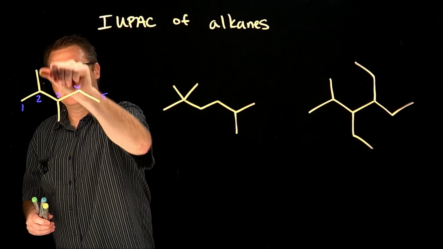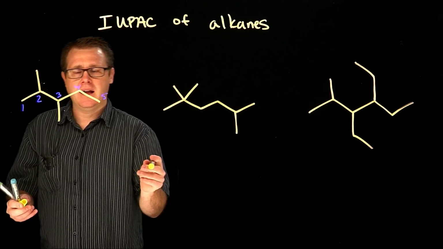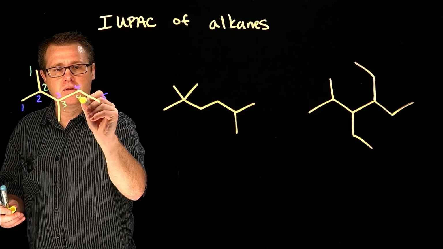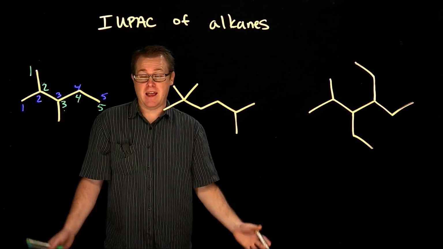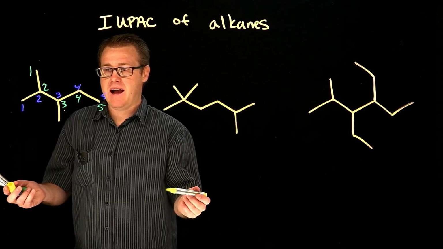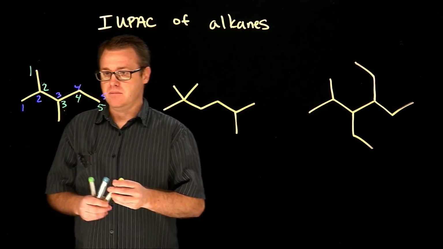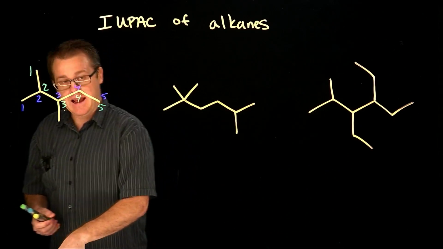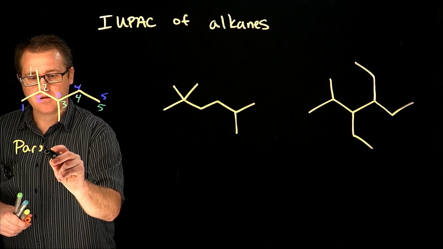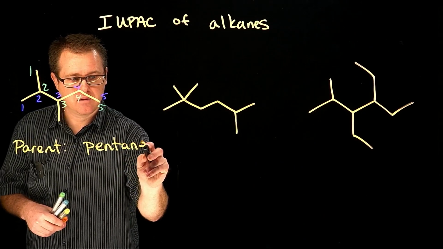That's just too small because 5 is bigger than 4, right? So what if I did it this way? 1. Same. It ended up with 5, right? Okay. So what we found here is our longest carbon chain. And that's going to be 5, so that means that we have a parent name of pentane.